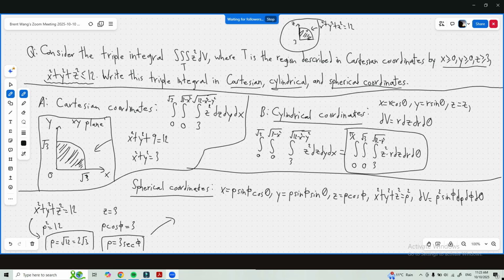So what we have here in spherical coordinates is, z is equal to rho cos phi, so this is rho squared cos squared phi times rho squared sine phi d rho d phi d theta. And let's figure out the bounds. So theta in spherical coordinates works exactly like theta in cylindrical coordinates. So theta, I know, goes from 0 to pi over 2.